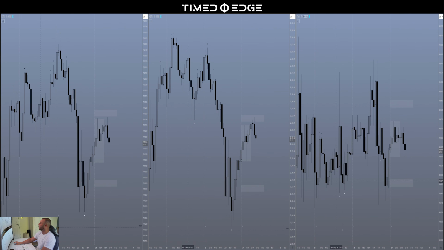I'm going to be looking to see where price sits in this range, and see if we can use the buy side liquidity above this high to go back down, if that is a possibility.